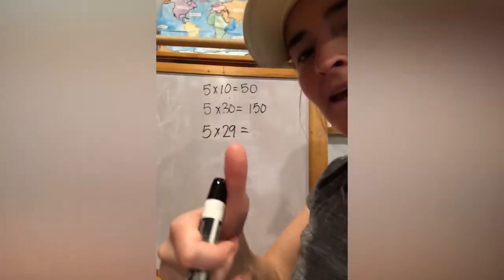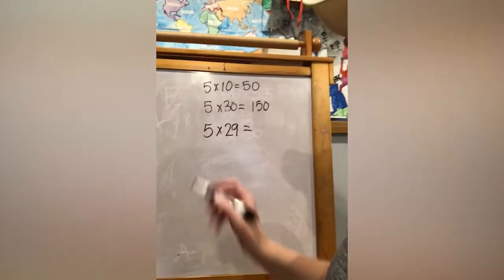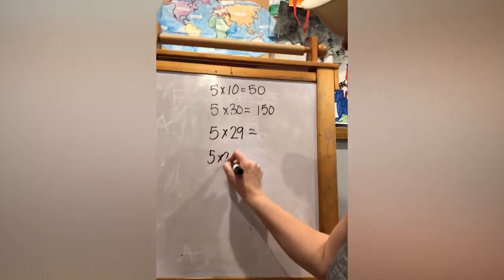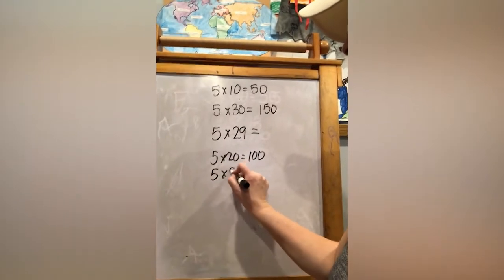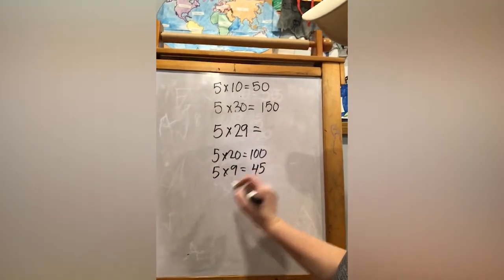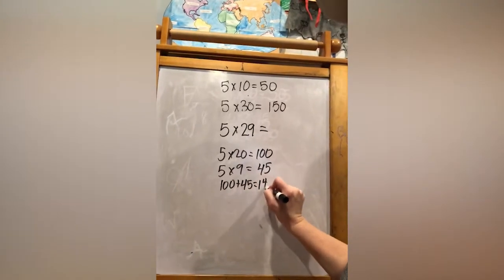All right, I think I'm ready. All right, Patrick, what did you do? First I did 5 times 20 is 100. Okay. And then I did 5 times 9 is 45. And then 100 plus 45 is 145. Okay, very good. Thank you.